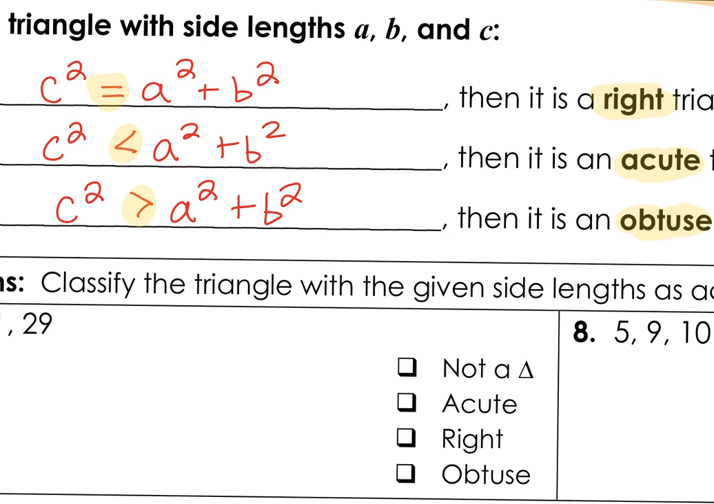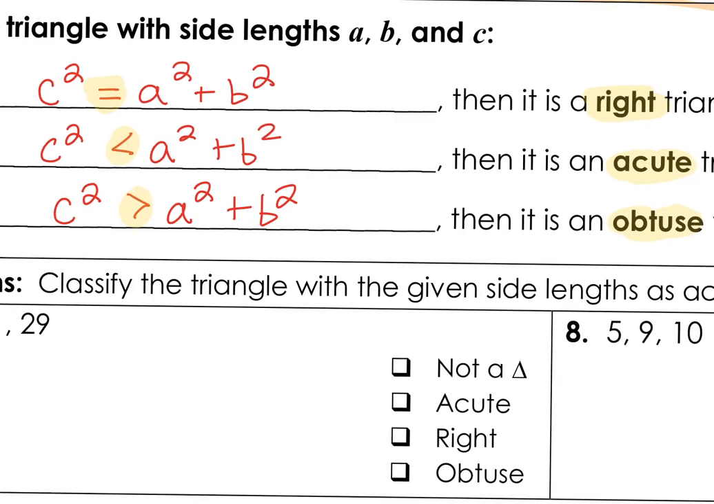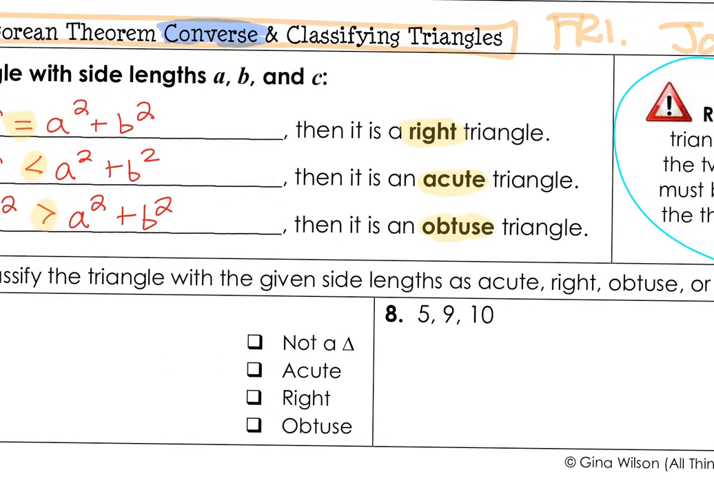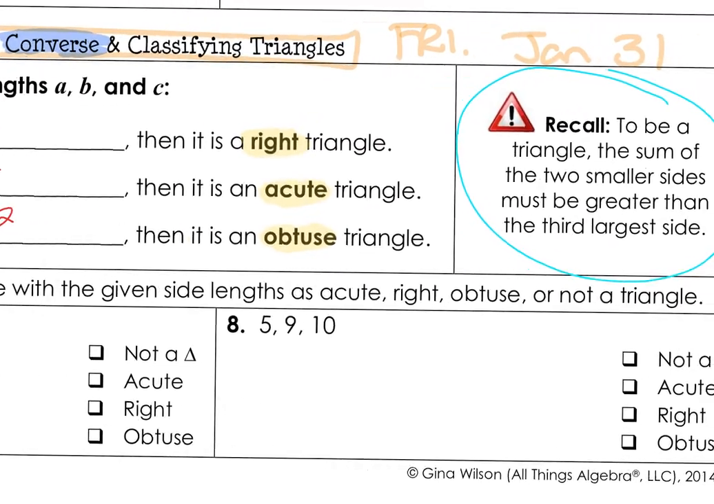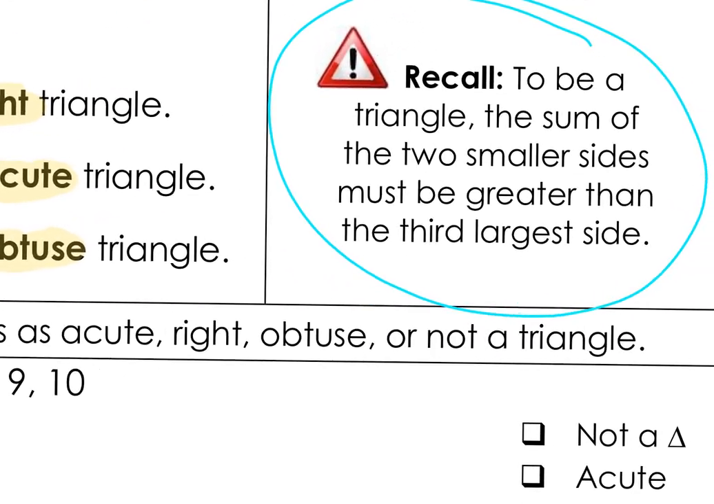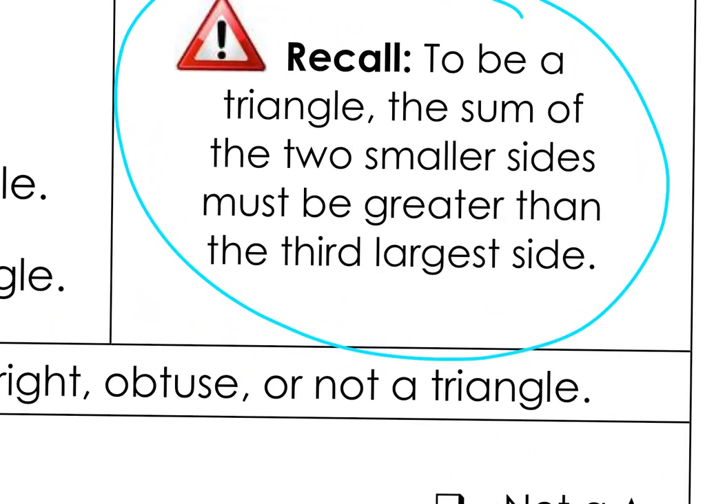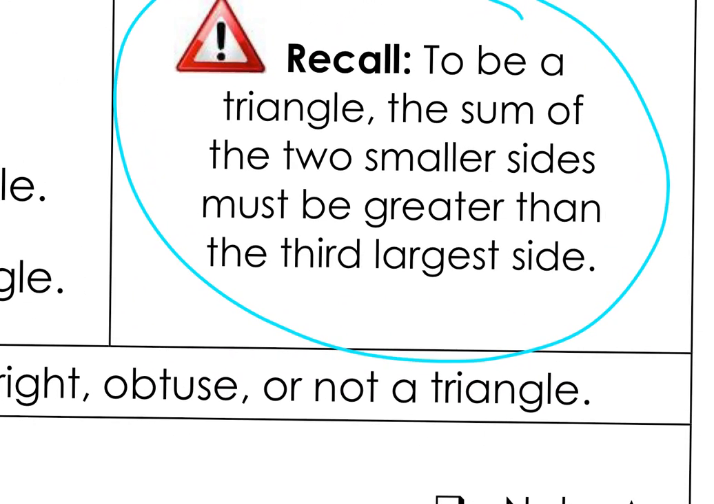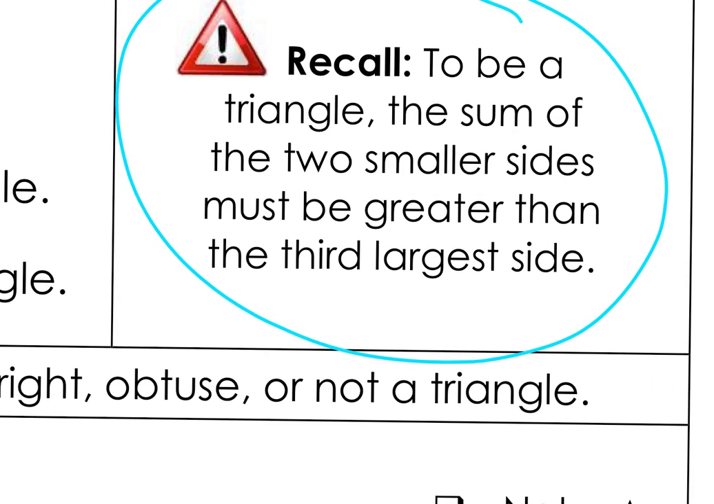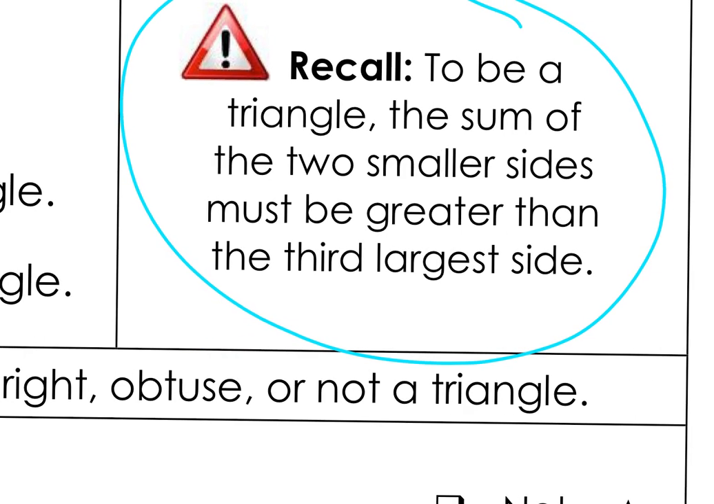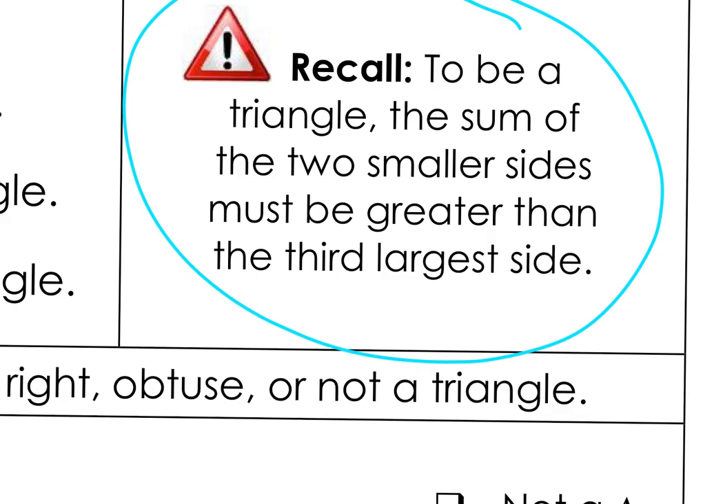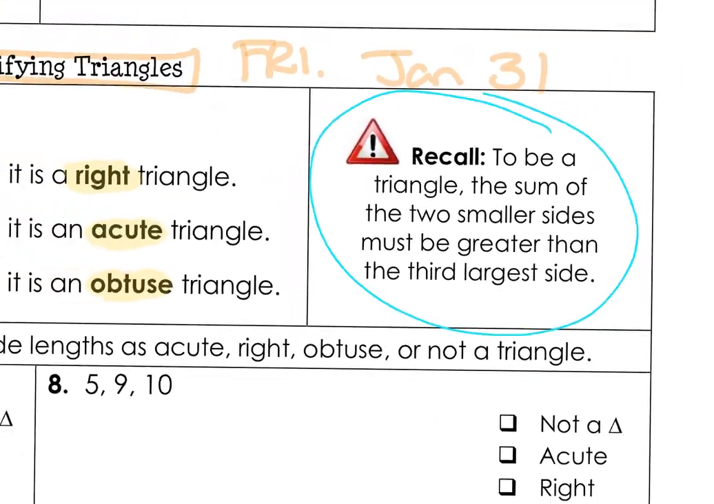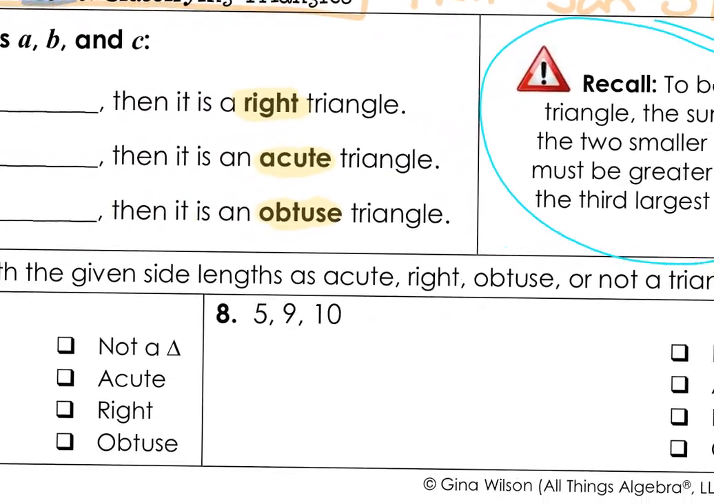And another thing in the notes that I do want to draw your attention to, they have a text box off to the right here. Let's read that. Let's take note of that. It lets me know that to be a triangle, the sum of the two smaller sides must be greater than the third largest side. We have to do that first to see, hey, is this a triangle or not? So let's take a look at number 7 together.